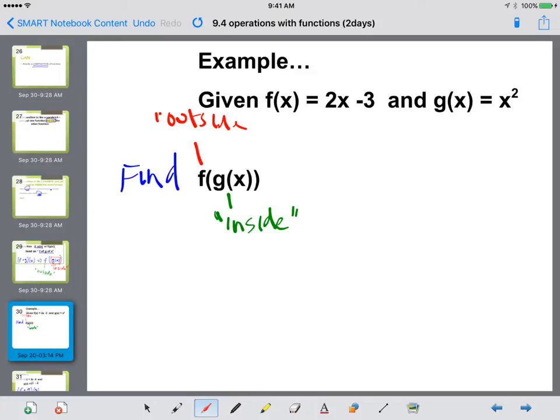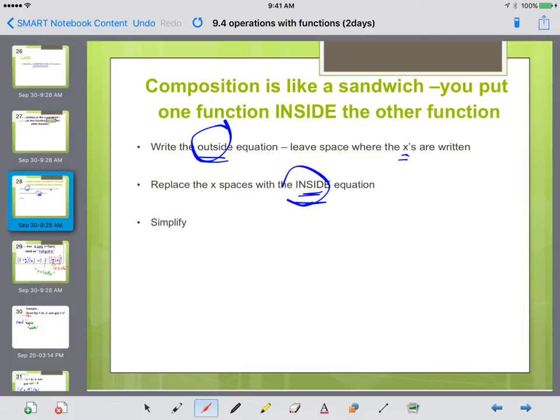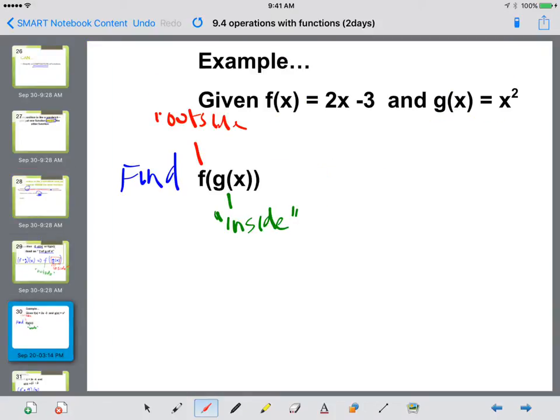So hopefully you have your poster handy, but if not, I'll reference this real quick. Step 1 is to write the outside equation and leave space where the x's are written. So my outside equation is f of x. So I see one x right here. I'm going to rewrite f of x, but I'm not going to put in that x there. I'm going to leave a space. So I'm going to write 2, and I'm going to leave a space where the x was. So I have 2, left a space, minus 3.